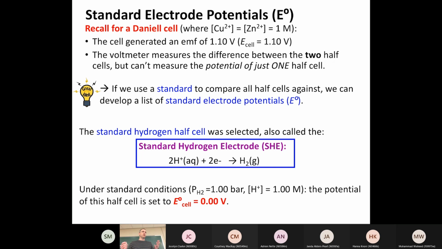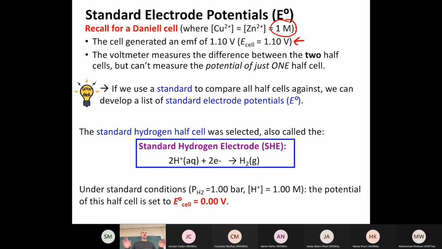And if you want a specific voltage for a specific application, it's very important that you pick the right half reactions and also pick the right concentrations and pressures and so on. So it works out for this Daniell cell, the one with copper and zinc on the two sides. If you put the copper concentration and zinc concentration at exactly 1.00 molar, what we find is that if you hook it up to a voltmeter, it'll tell you the voltage is exactly 1.10 volts.